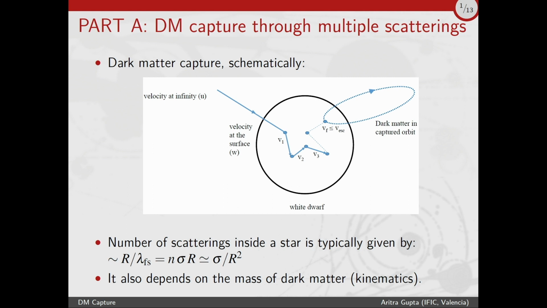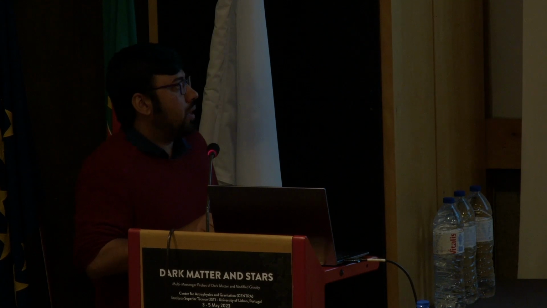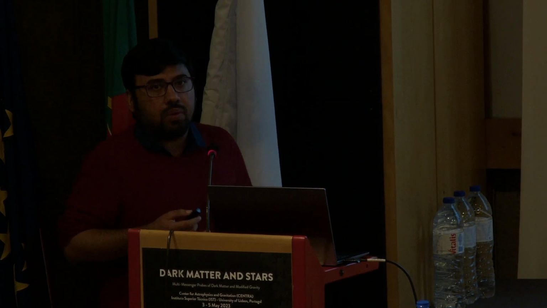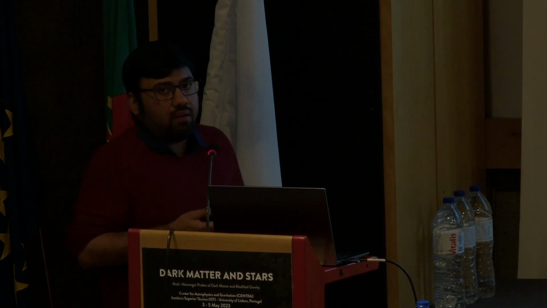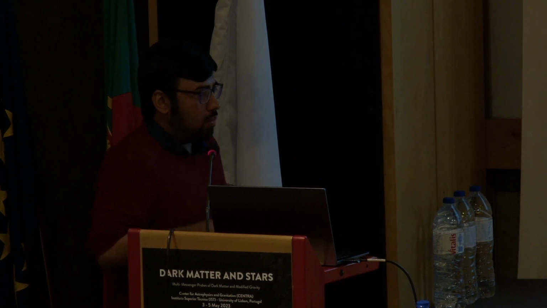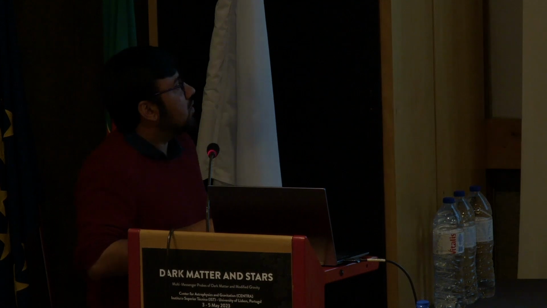The more compact the object, the more scatterings we expect are required to bring the velocity down to the escape velocity. It should also depend on the mass of the dark matter, because heavier dark matter means the loss of energy per scattering is small, so it will require many scatterings to come below.